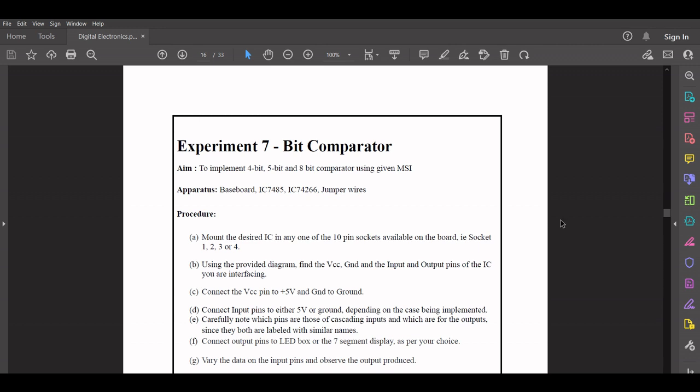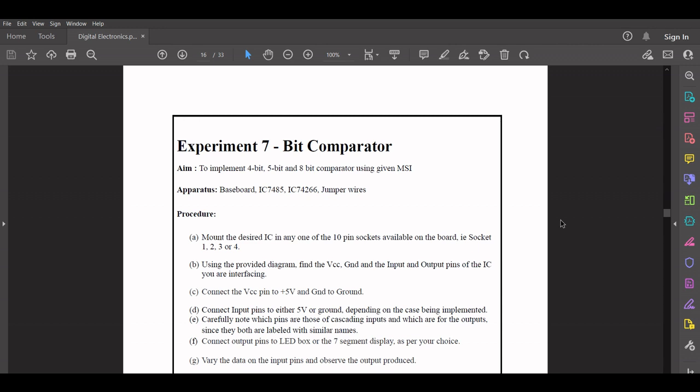In this experiment, we'll demonstrate how to use a bit comparator. The aim of this experiment is to implement a 4-bit, a 5-bit and an 8-bit comparator using the given MSI, that is, using the given IC. Bit comparators are again very commonly used in digital circuits.